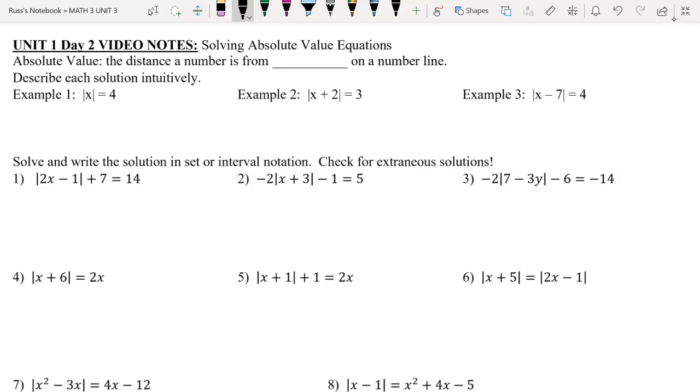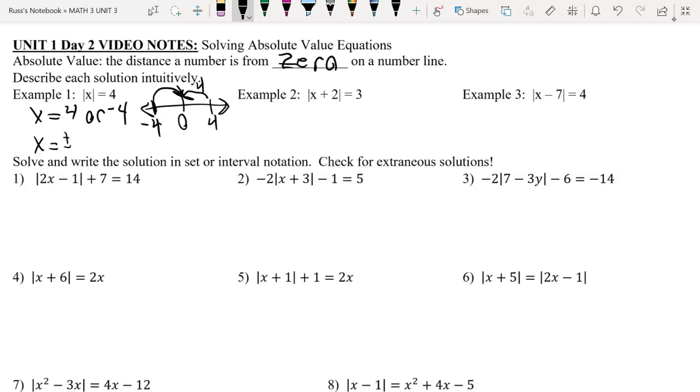So remember, we just talked about absolute value being the distance a number is from 0 on the number line, okay? So the absolute value of x equals 4 is saying that 4 is 4 away from 0. So x could be 4 here, or negative 4 is 4 away from 0. A distance is always positive. You can also write this as plus or minus 4. This is saying positive 4 and negative 4 are both solutions.